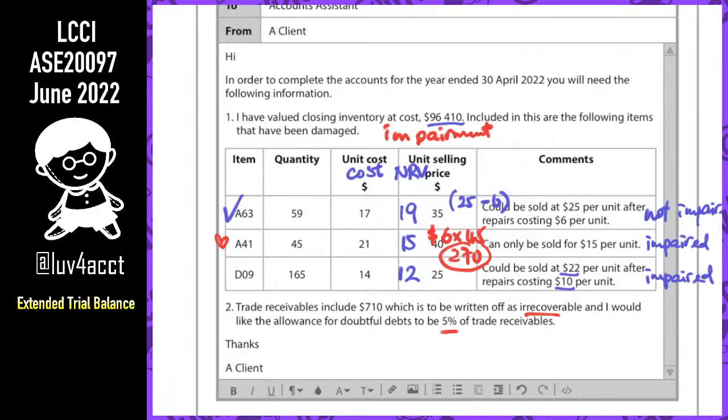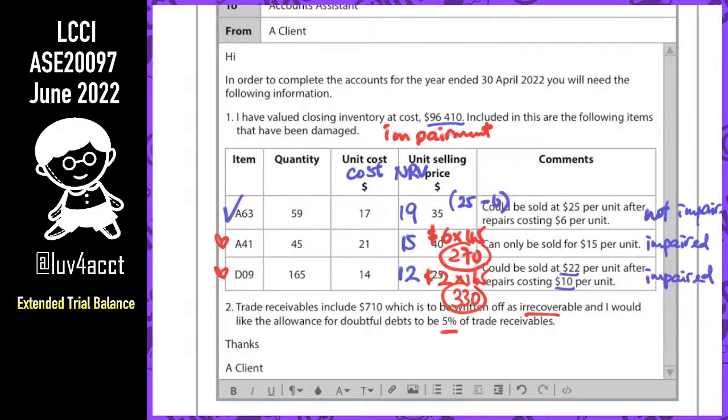So again, we look at the impairment loss. Here we have a loss of $2 per unit, and we have 165 times 2, which is 330 as the impairment loss for the second item. Two items impaired, so we need to make that adjustment.